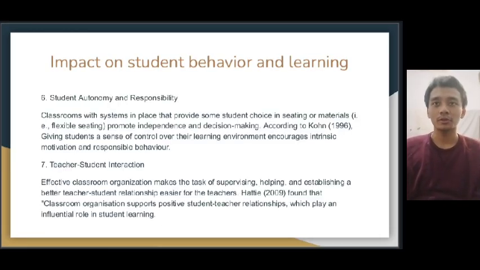6. Student autonomy and responsibility. Classrooms with systems in place that provide some student choice in seating or materials, like flexible seating, promote independence and decision making. According to Kohn from 1996, giving students a sense of control over their learning environment encourages intrinsic motivation and responsible behavior.